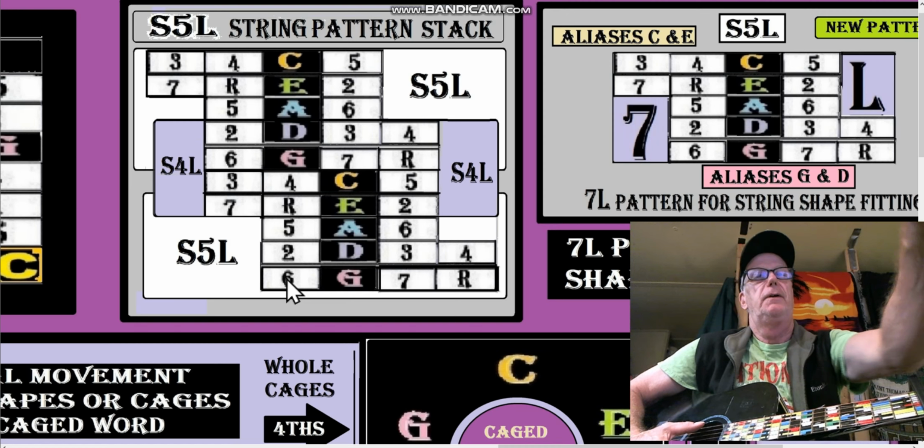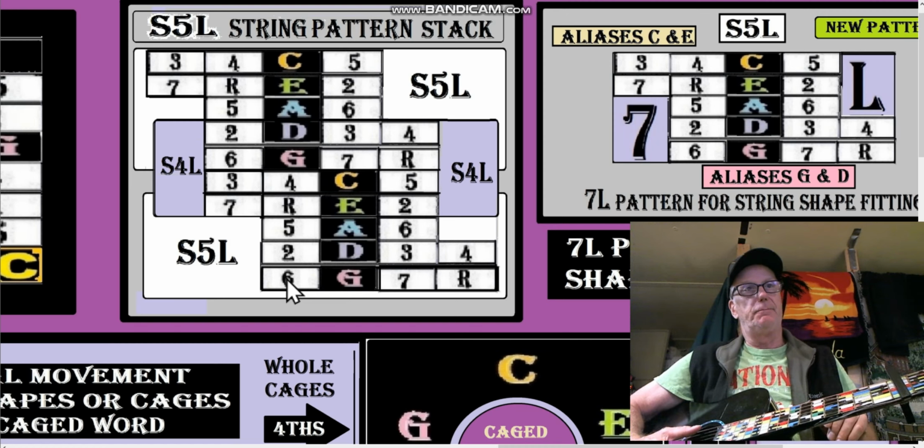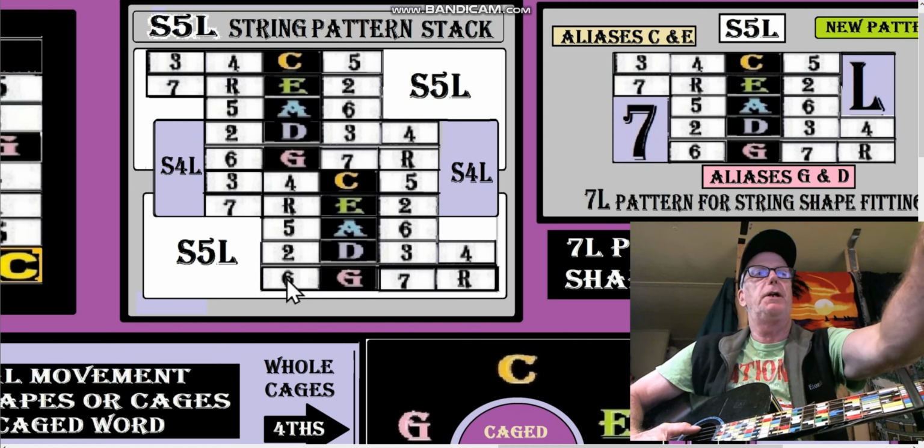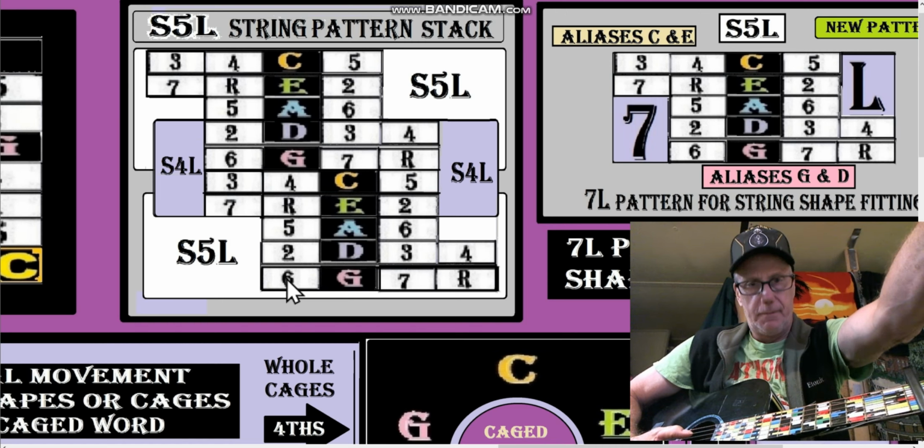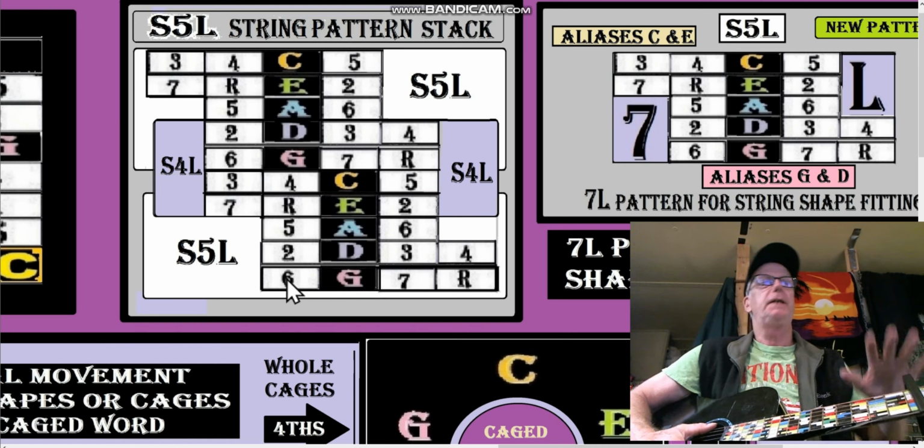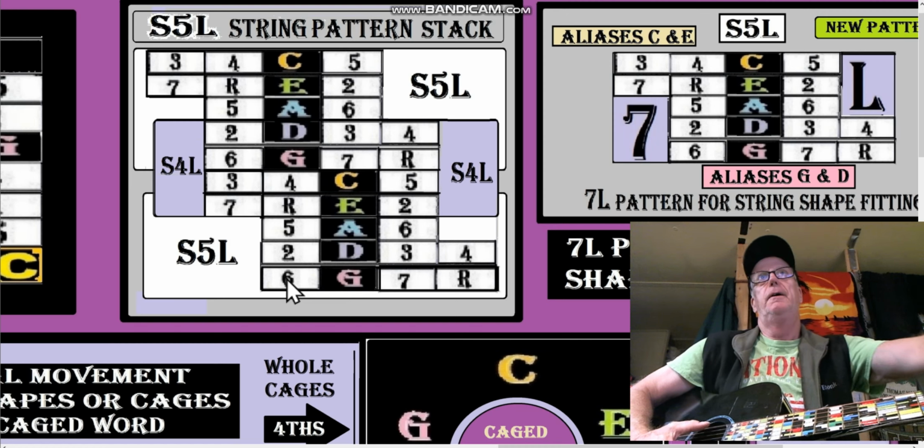Okay. That almost sounded like a dominant, like it wanted to go back to the A. But anyway, the lowest note is the E.